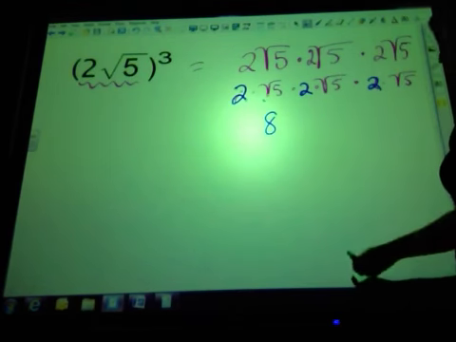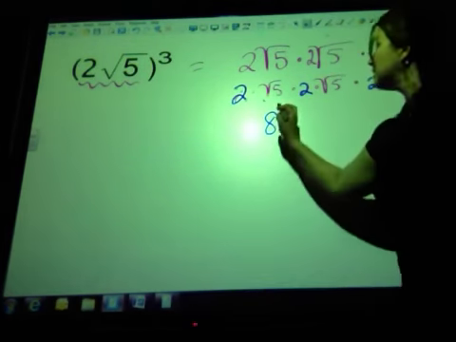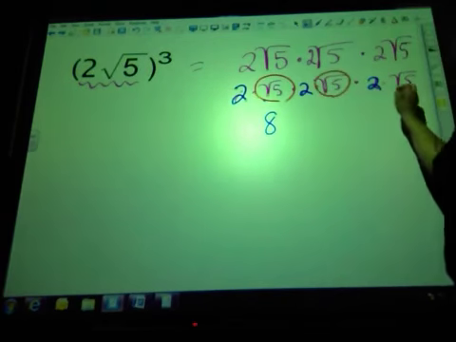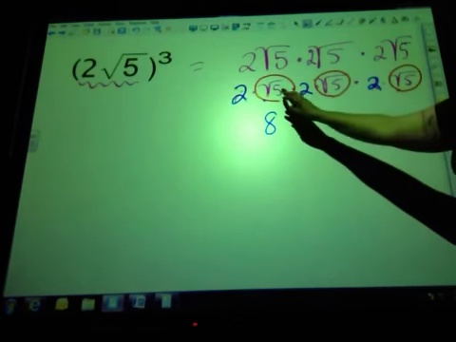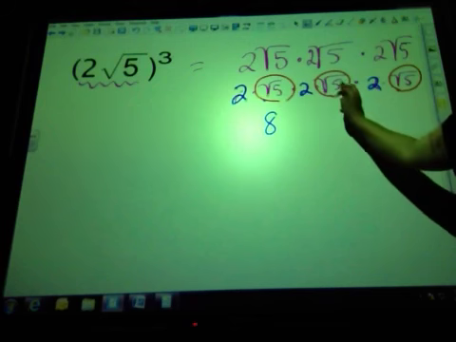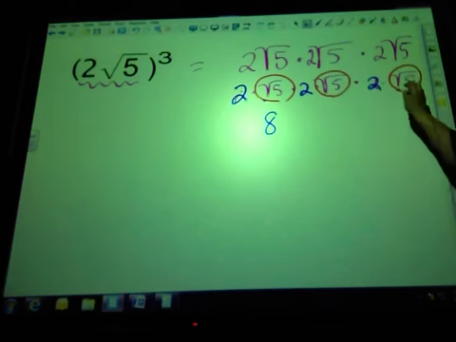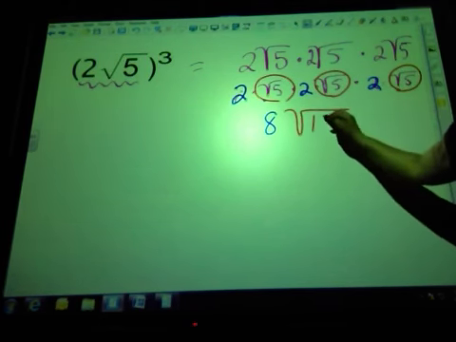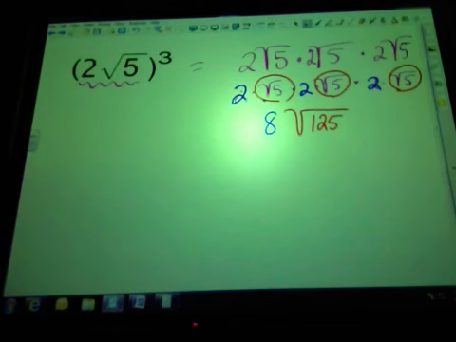So now I have 3 sets of a square root of 5 that I still need to use. So I multiply the numbers underneath there. 5 times 5 is 25. 25 times 5 is 125. Then I'm going to go ahead and break that apart. The 125, I know I can break down.